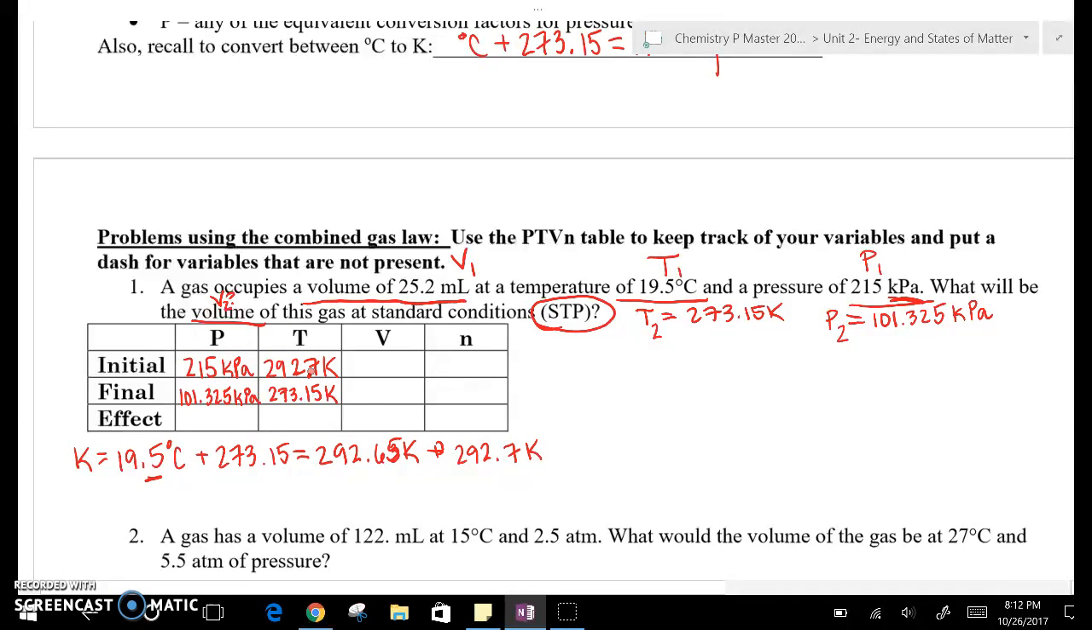Now, volume, our initial, or V1, in this case is 25.2 milliliters. Again, guess what? We need it to be in liters, so you're just going to do a quick conversion. 25.2 milliliters, our conversion there. 1 liter is always 1,000 milliliters. So you're going to divide 25.2 by 1,000. When you do that, it will move the decimal place 3 times. So we're going to end up with 0.252 liters. So that is our initial volume.